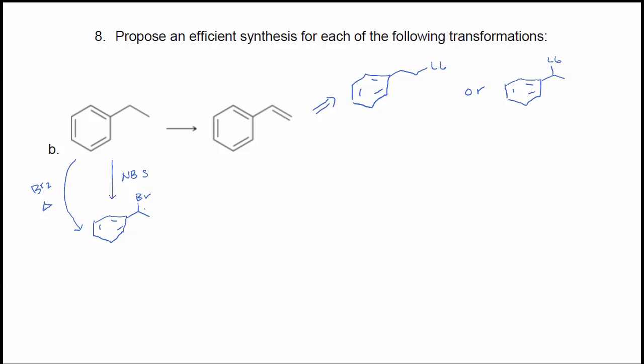But for this chapter, we can just focus on the NBS. And then the next thing that we're doing is doing an elimination. So we just need a base. And notice also the number of carbons has not changed. So the base here is DBU, or you can look at DBN or sodium hydride. All right, questions there?